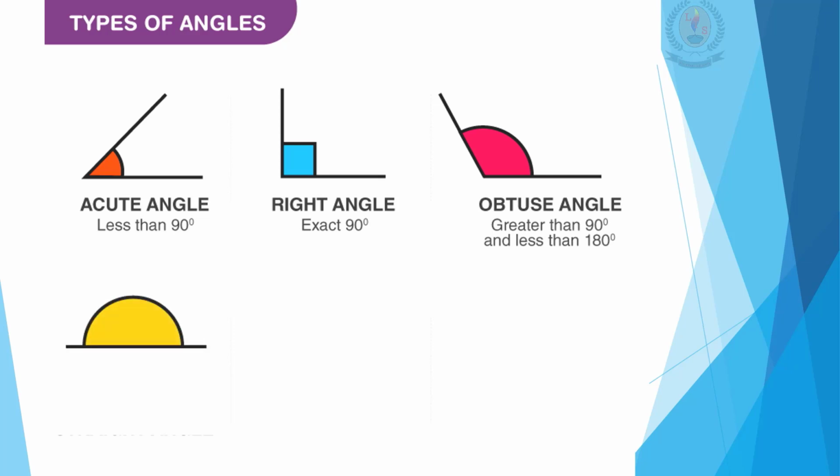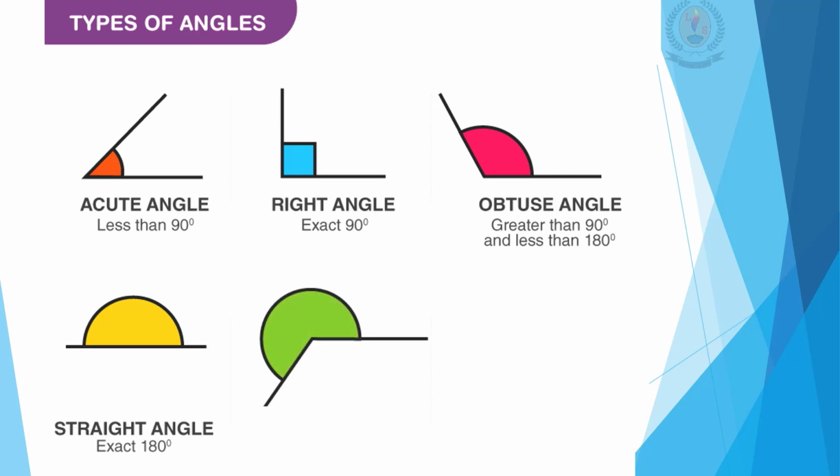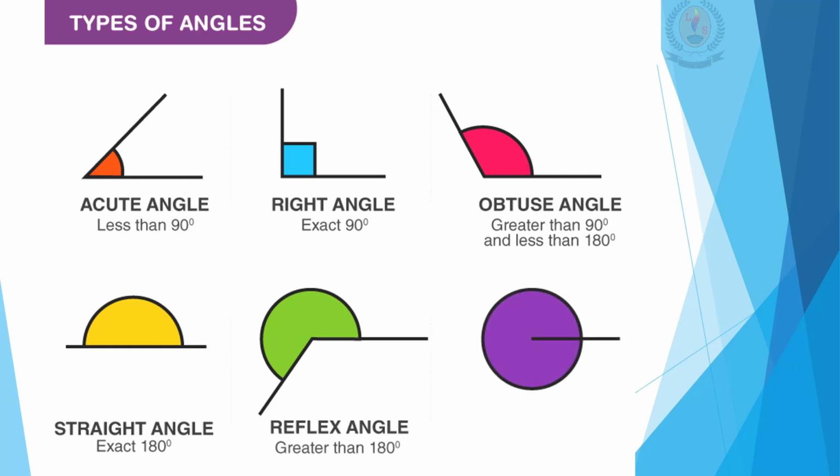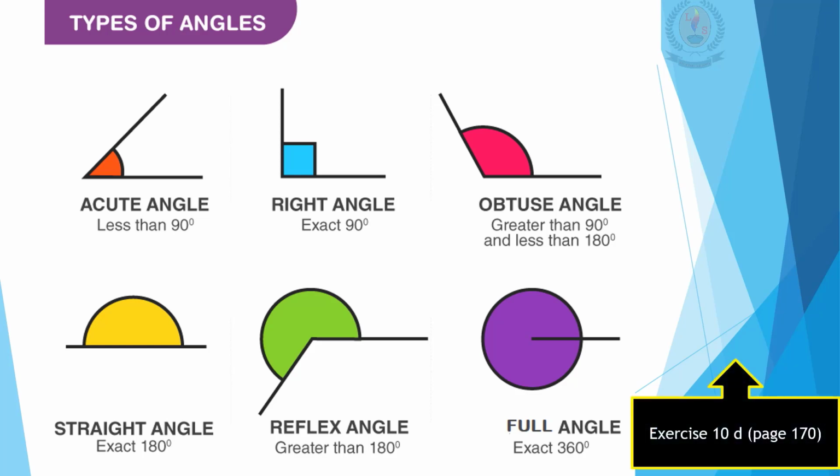This is a straight angle which equals to 180 degrees. Angles which are greater than straight angles are called reflex angles. They are greater than 180 degrees. And this is a full angle which equals to 360 degrees. So, here the types of the angles we learnt are acute angles, right angles, obtuse angles, straight angles, reflex angles and full angles. Now, look at the exercise 10D and try to identify the types of these given angles in page 170.